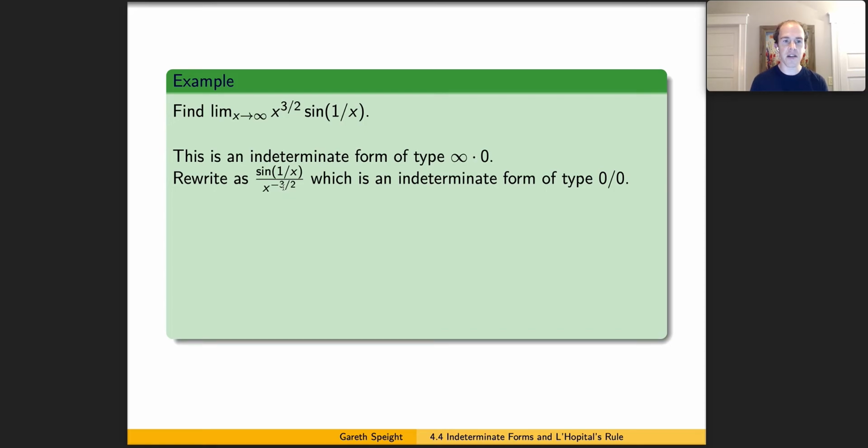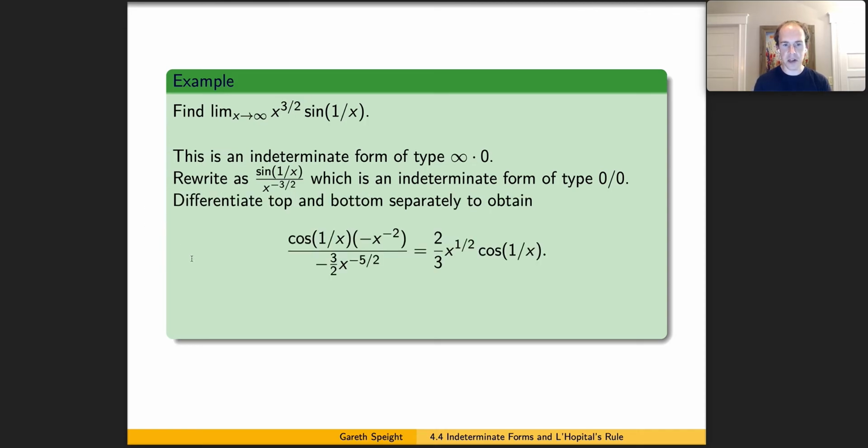Now if we look at the limit as x goes to infinity, the sine of 1 over x is still going to 0, but now x to the minus 3 over 2 is going to 0. So this is a form of type 0 over 0. And now we can just use L'Hopital's rule as we said before. So we differentiate the top and we differentiate the bottom.